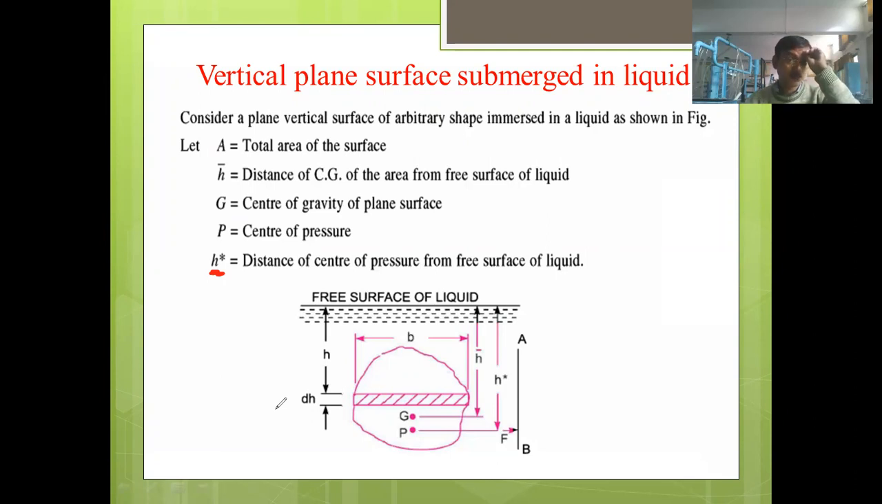Let capital A be equal to the total area of the surface. H bar is equal to the distance of CG of area. Draw this diagram also so that you will understand what is actually H bar. Do it first.